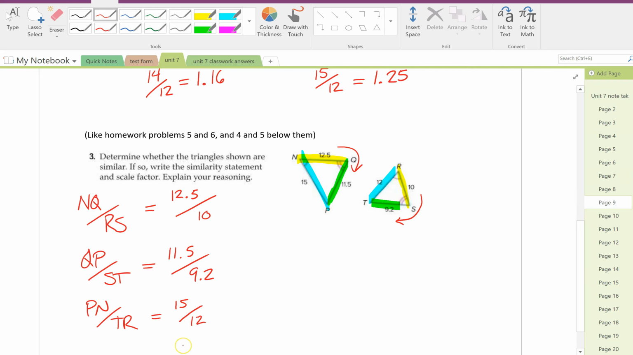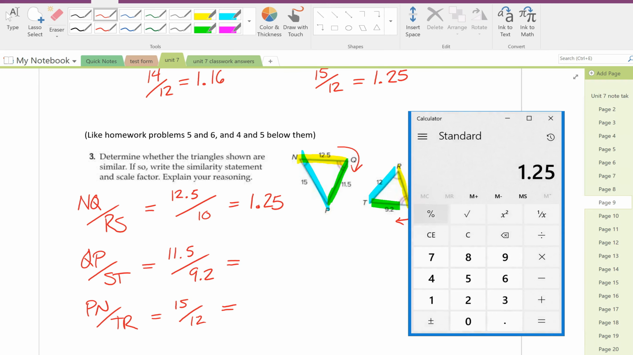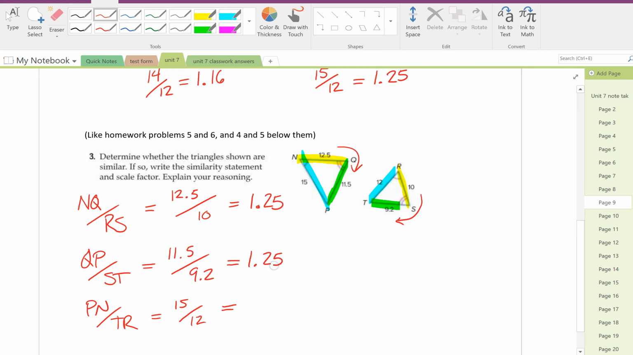So we have to do division on each of these problems to see if we come out with the same ratio. If we do, they're similar. If we don't, they're not similar. So 12.5 divided by 10, that's pretty easy. When you divide by 10, just shift the decimal point one place to the left. So that's going to be 1.25. 11.5 divided by 9.2 is also 1.25. So it's looking like they might be similar, but we can't say for sure until we compare the last two sides. Well, I know from back up here that 15 divided by 12 is also 1.25. So yes, these two triangles are similar.